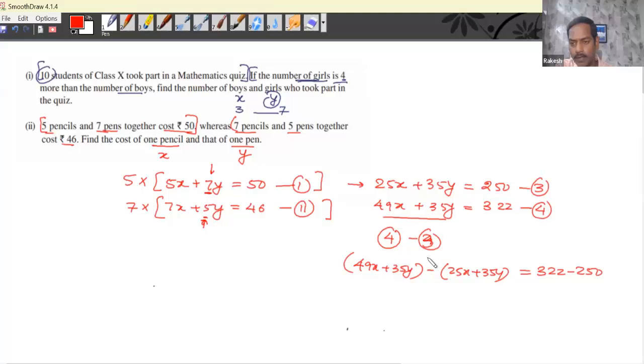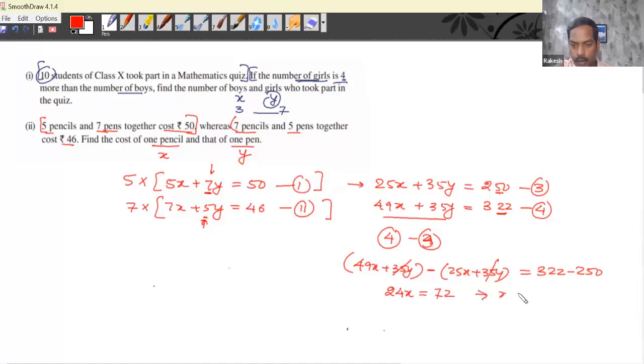In that case also we'll be getting the solution. But I saw that this is higher than this, so it makes sense that this should be subtracted from this. Now here we'll observe that this is plus 35 and this will become minus into plus 35, that is minus 35. So these two will cancel. And 49x minus 25x will be 24 times x, and that is equal to this difference, 72.